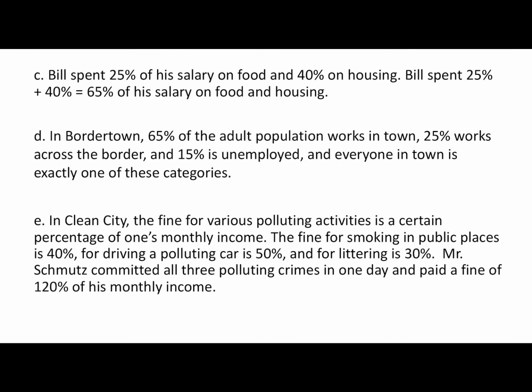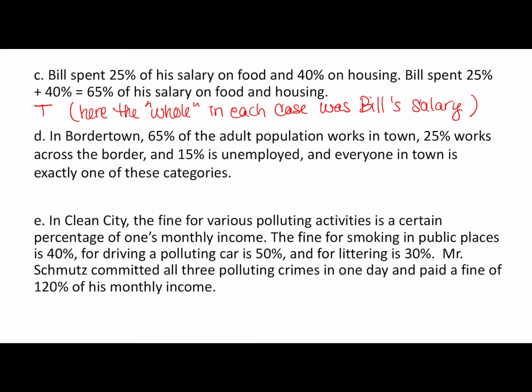All right, Bill spent 25% of his salary on food and 40% on housing. He spent 25% plus 40% equals 65% of his salary on food and housing. Okay, so here, this one is true. Here, the whole in each case was Bill's salary. And so we can add the percentages up.